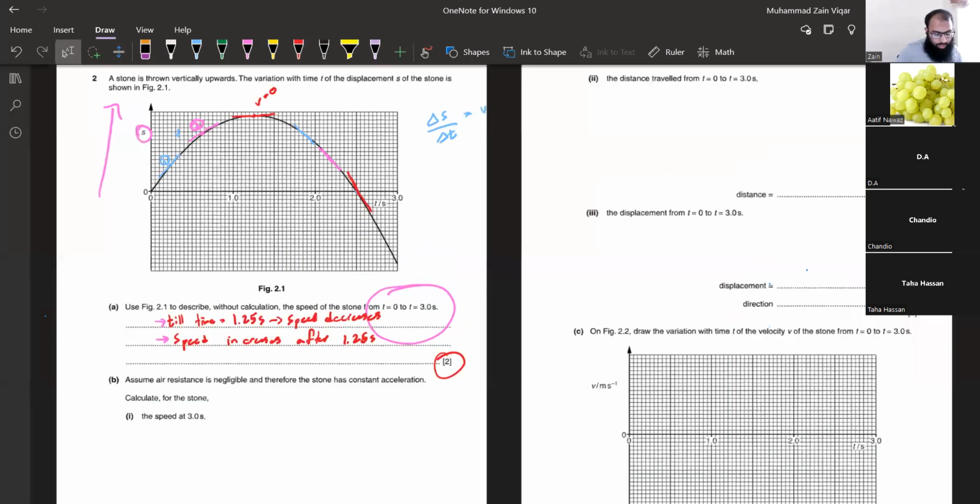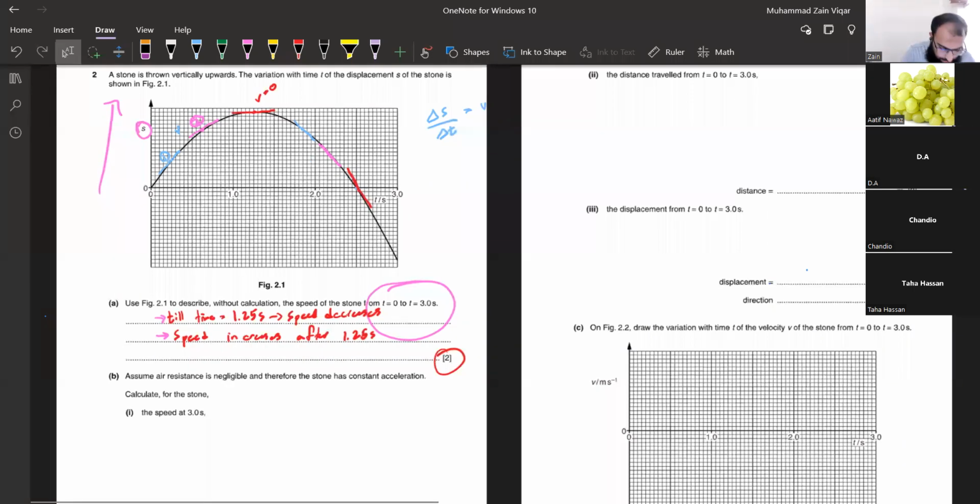Assume a distance is negligible. Calculate for the stone the speed at 3 seconds. So the speed at 3 seconds, I need to find it. 3 seconds is a point which is here, right? This point. 3 seconds is this point, speed here. Now I could have done this by drawing a gradient.